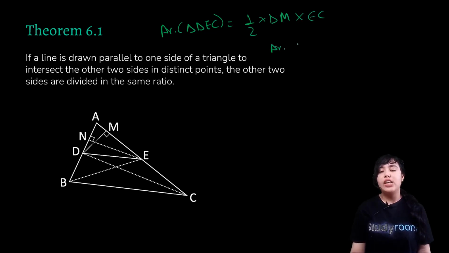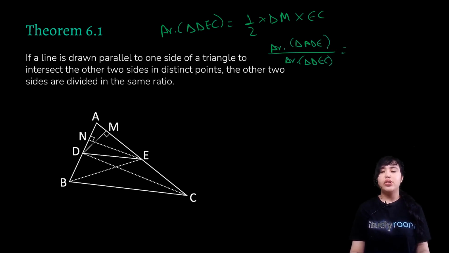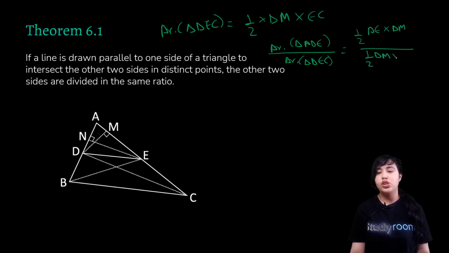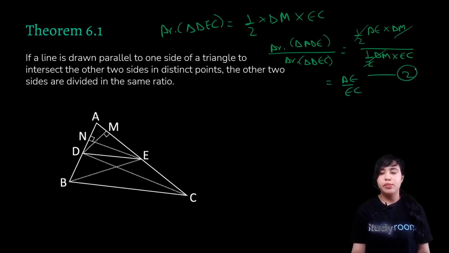Now again, I want you to calculate this ratio of area of triangle ADE upon area of triangle DEC. When you cancel terms, you will realize that DM gets cancelled, and 1 by 2 will get cancelled. Basically, I'm writing triangle ADE in terms of DM, this altitude now. So it will become half AE into DM, and triangle DEC's area is half DM into EC. So half cancels, and you get AE upon EC. You make this entire expression equation number 2.